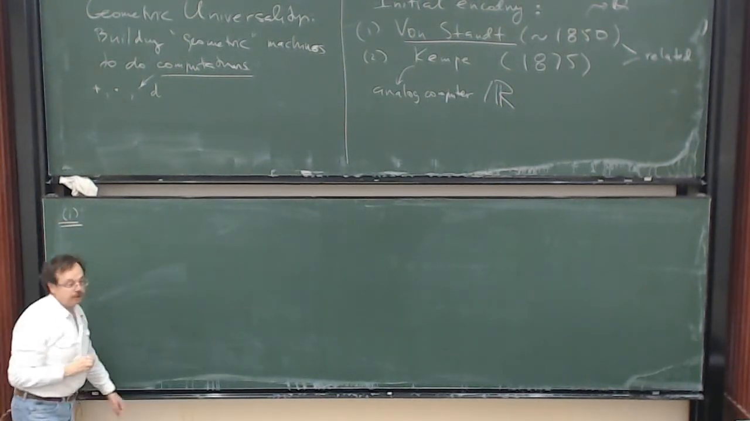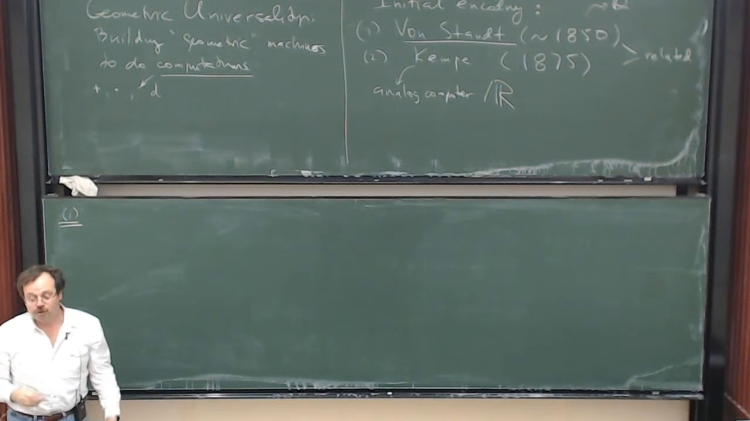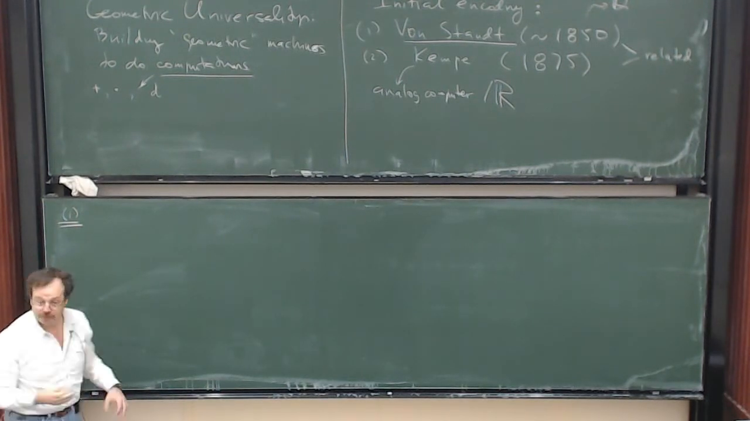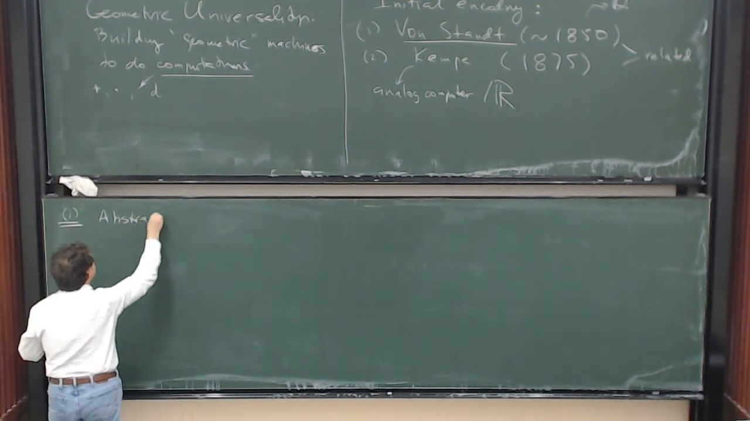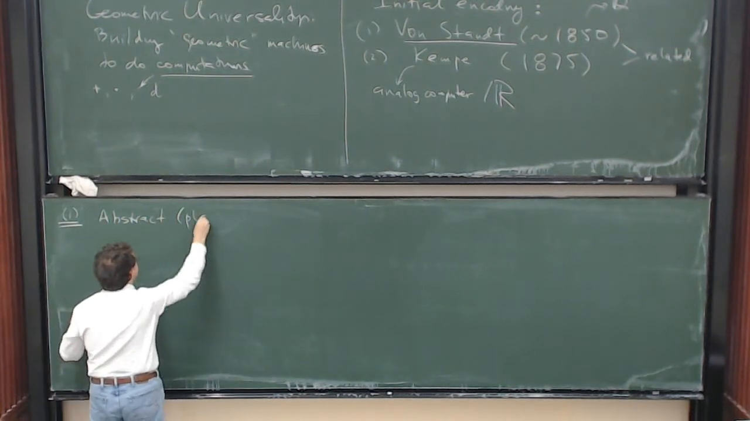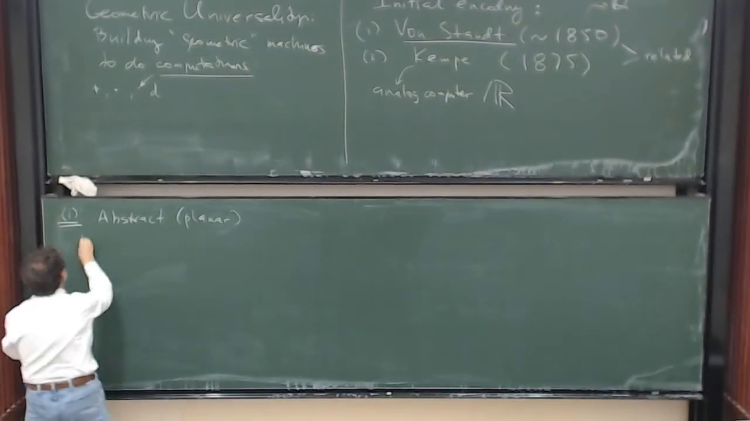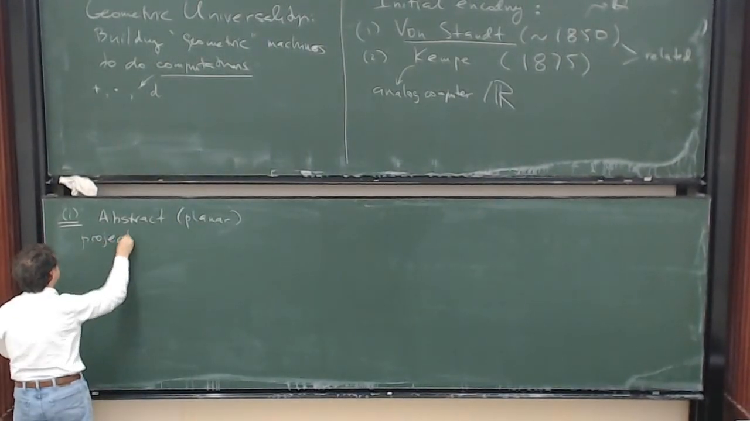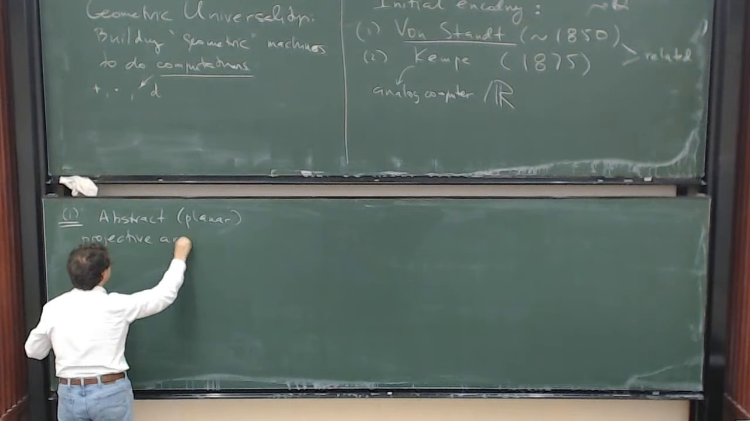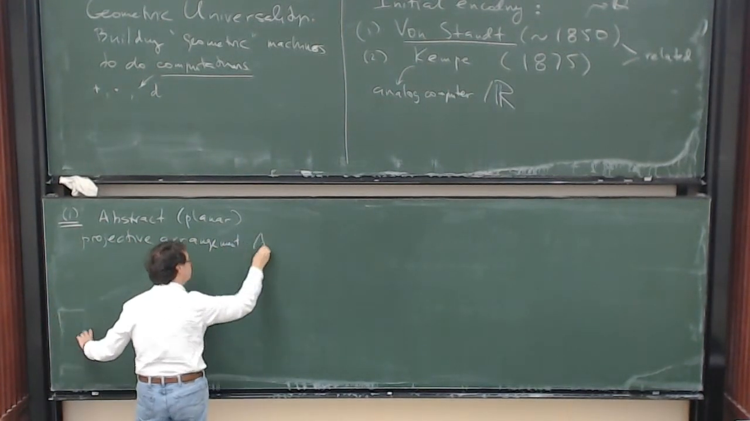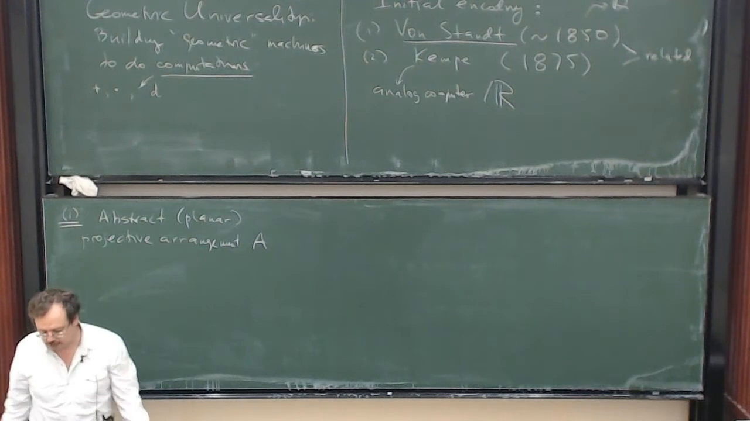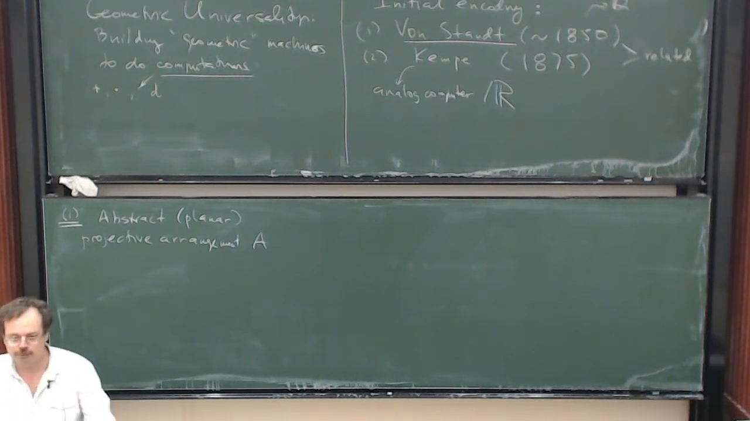So our basic object is an abstract planar projective arrangement, which I will call A. And if you think about this, well, what's a projective geometry? Well, there are lines and points, right? So this abstract arrangement will be a bipartite graph.